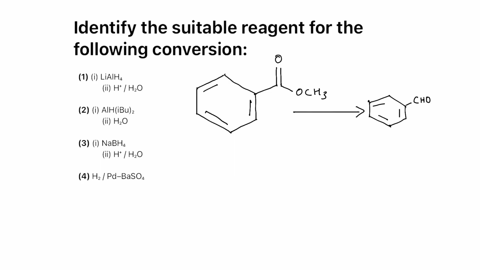Now comes our fifth question. See, this question is again from the 2025 NEET paper. Identify the suitable reagent for the following conversion. At last, an organic question, right? Okay, now here we have ester converting to aldehyde, right? Methyl benzoate is becoming what? Benzaldehyde, right?